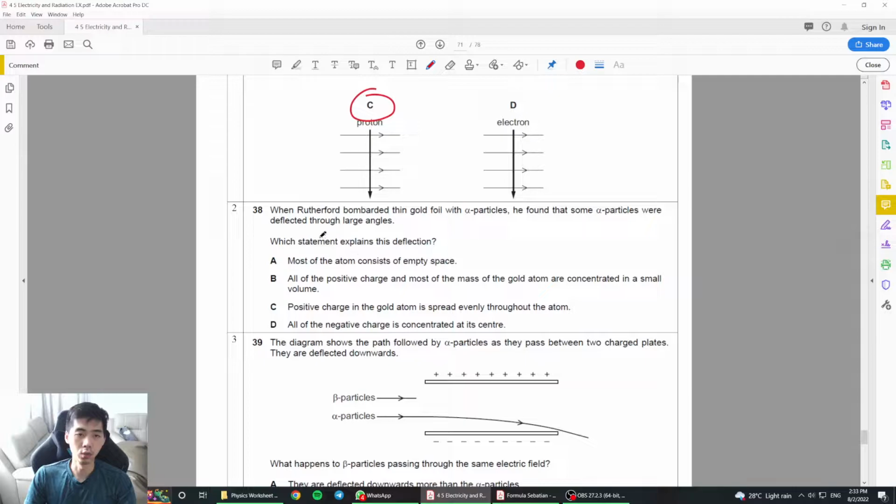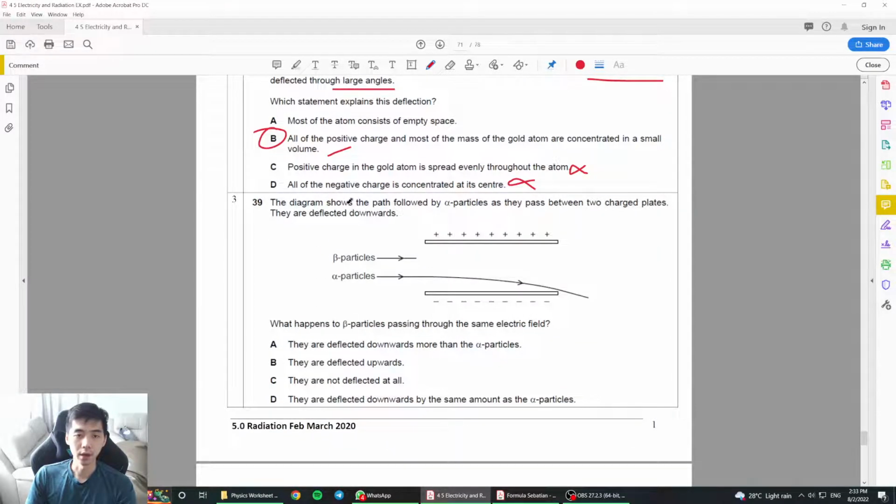Then moving on, when Rutherford bombarded thin gold foil with alpha particles, he found that alpha particles were deflected through large angles. Which statement is true? This one is definitely, because the mass and the charges are all in the nucleus. Most of the atom consists of empty space. This is a correct statement, but it does not explain this deflection. All of the positive charge and most of the mass of the gold atom are concentrated in a small volume. Okay, good. Positive charge in the gold atom is spread evenly. No. All the negative charge, definitely no.